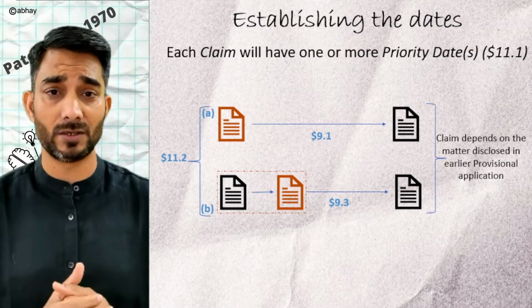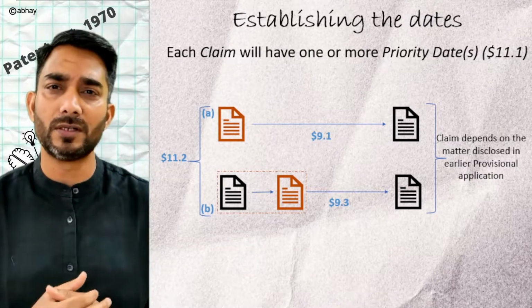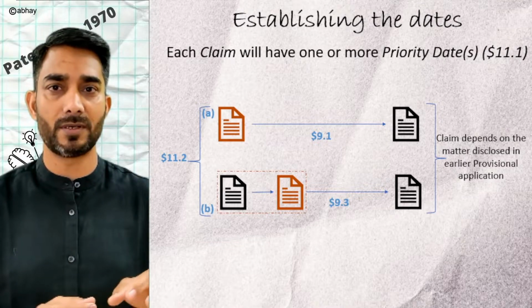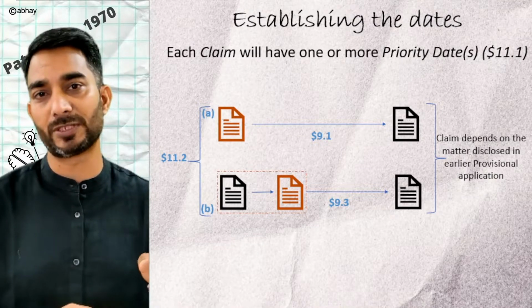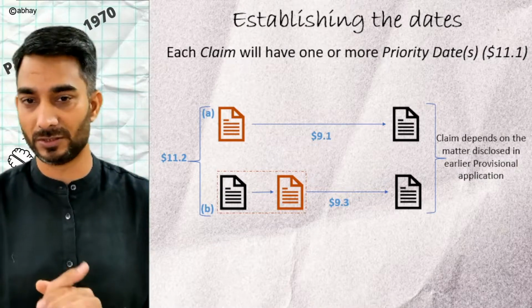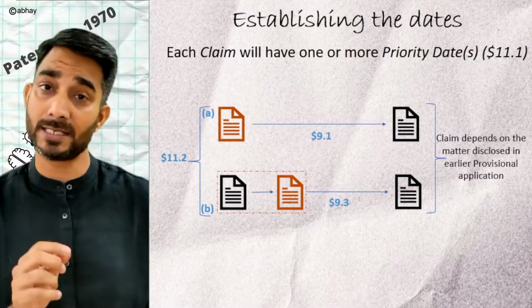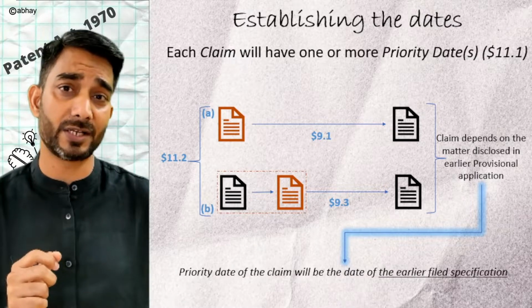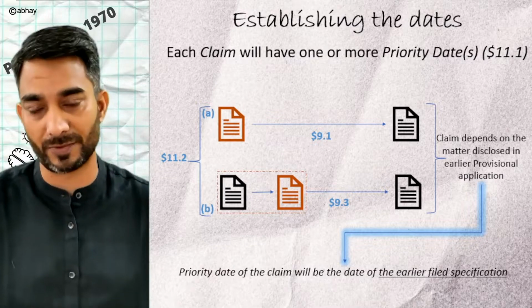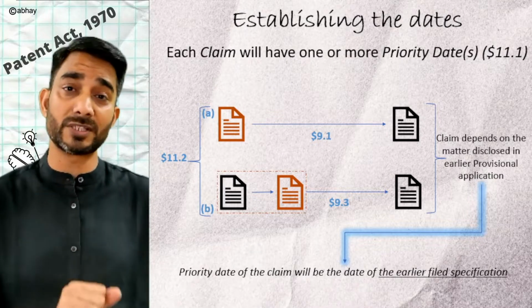In such a case, what is the priority date of the regular application? The assumption is that the claim contained in the complete specification depends on the matter disclosed in the earlier filed applications, which are the provisional applications. In such a case, the priority date will be the earliest filing date of the earlier filed specification. Now, this is one scenario.